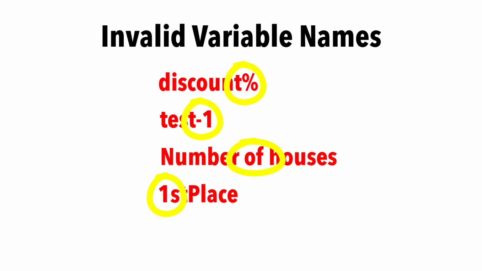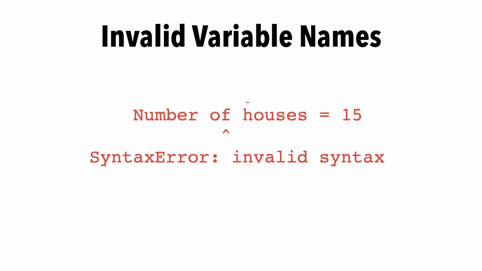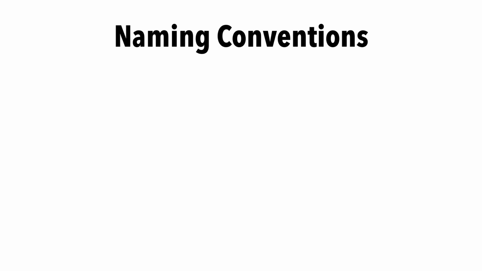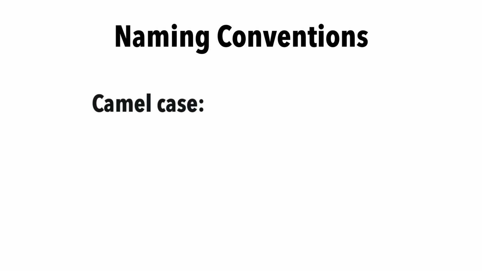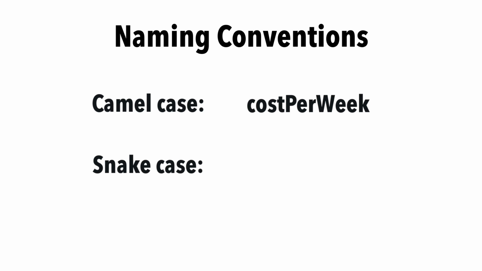Programming environments, which are used to write and run programs, are very good at detecting invalid variable names. They will helpfully let you know if a variable name is invalid, so that you can easily change it to an appropriate name. Different programming languages also have different naming conventions. A naming convention is an accepted pattern used by programmers for naming variables in a particular language. Examples of conventions are camel case, in which the beginnings of different portions of a variable name are capitalized, like costPerWeek. Another convention is snake case, in which the different portions of a variable name are separated by underscores, like cost_per_week.